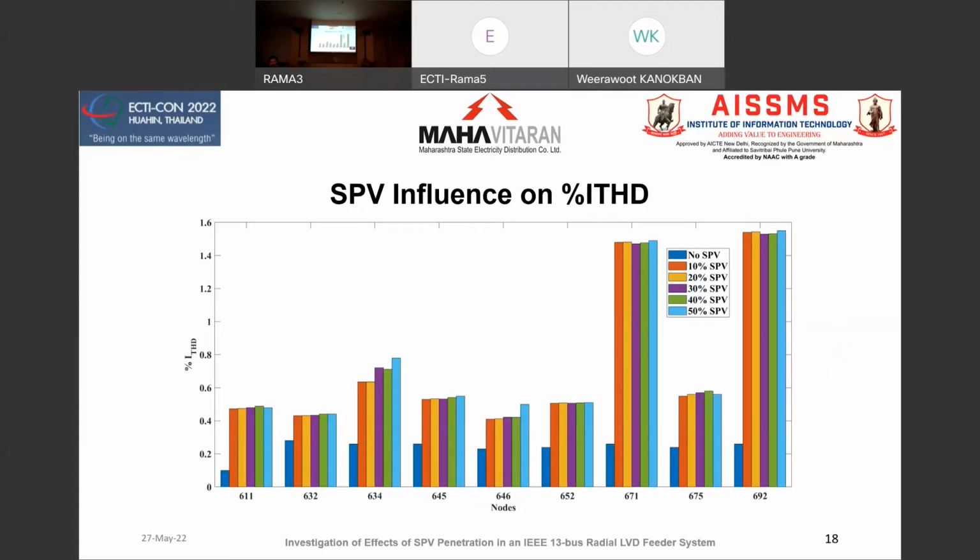Here I've tried to show you the percentage of harmonic changes which are occurring. Depending upon the single phase or the three phase load, the type of loads and the limits of harmonics which are present, we were able to observe different increases in the percentage of harmonics with the increase in the SPV penetrations.